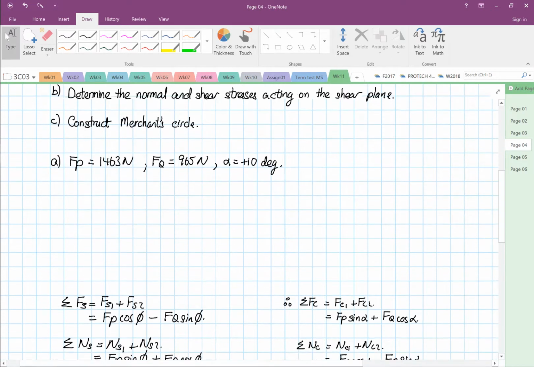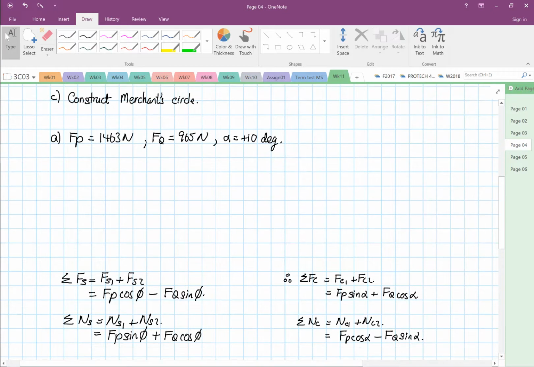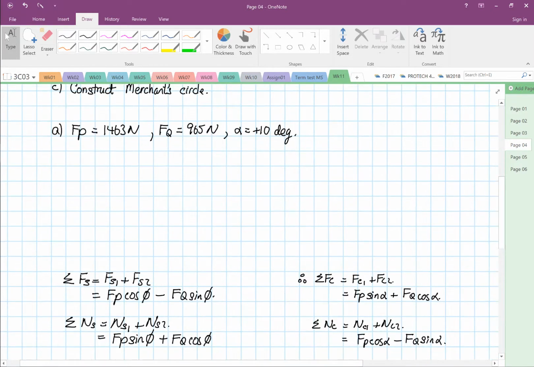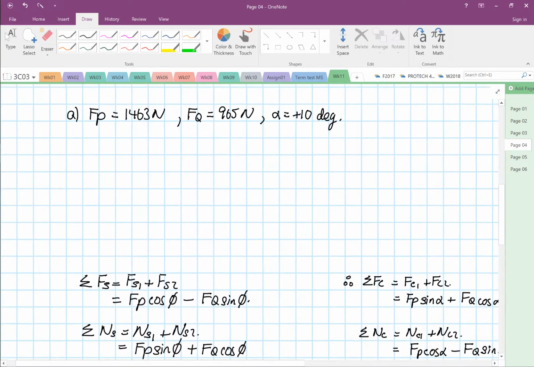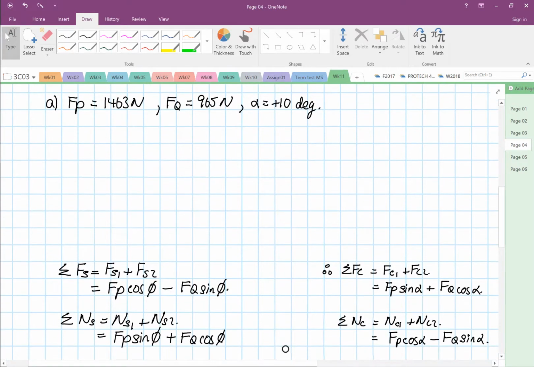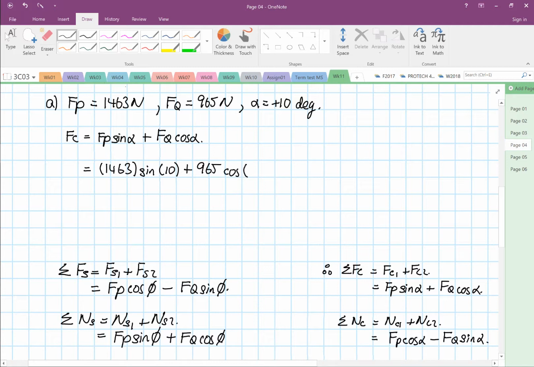So from here, these are the formulas that I've taken. So we're going to find what is FC. The formula is not given in the exam, so you have to derive it. Okay, so FC is equal to FP sine alpha plus FQ cos alpha. Okay, so it's a matter of plugging in the formula. So you got 1463 sine 10 degrees plus 965 cos of 10 degrees.